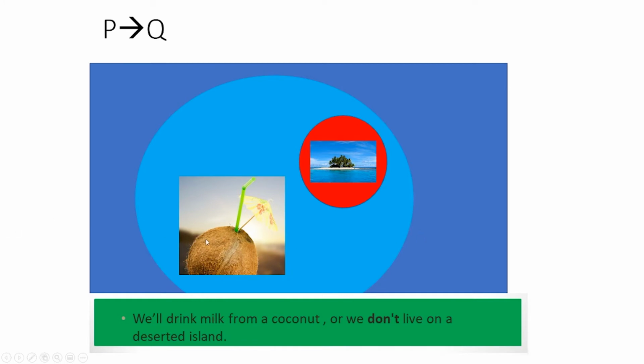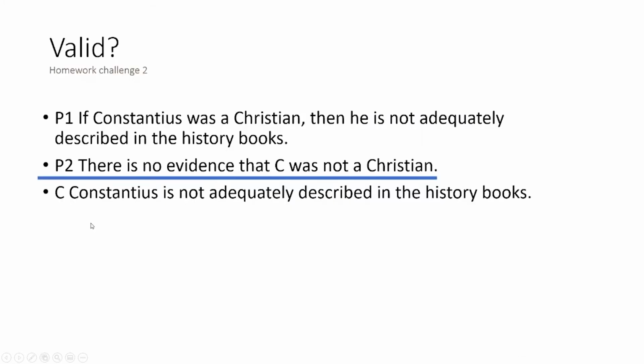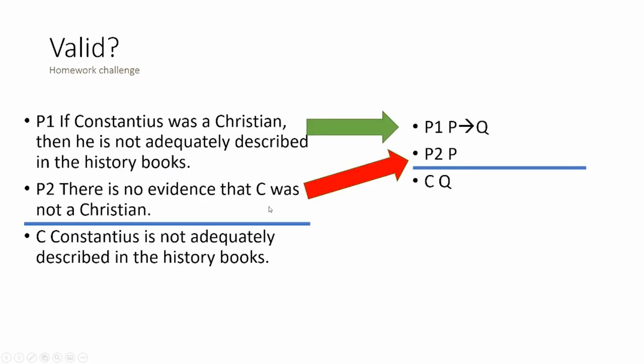If not, you can still check out a more detailed explanation of logical equivalence in the separate video I made for that topic. All right, let's go to the second example. The question was, is this a valid argument or not? And perhaps you were tempted to think that, yes, indeed, it's valid. And the reason why you thought it was valid is because you made this step. So you put it in symbols. If Constantius was a Christian, then he was not adequately described in the history books. Constantius being Christian is the P part of the conditional statement, and not being adequately described in the history books is the Q part of the statement, if P then Q.